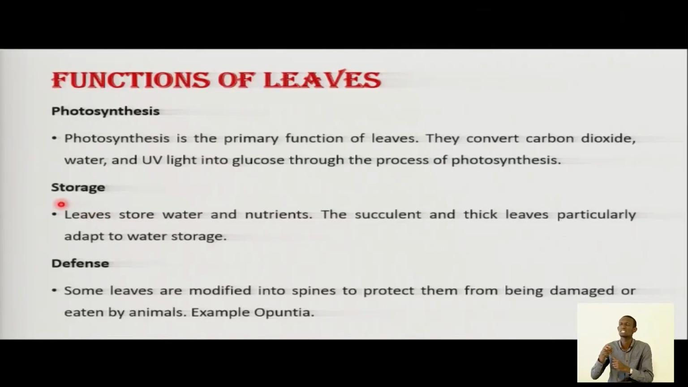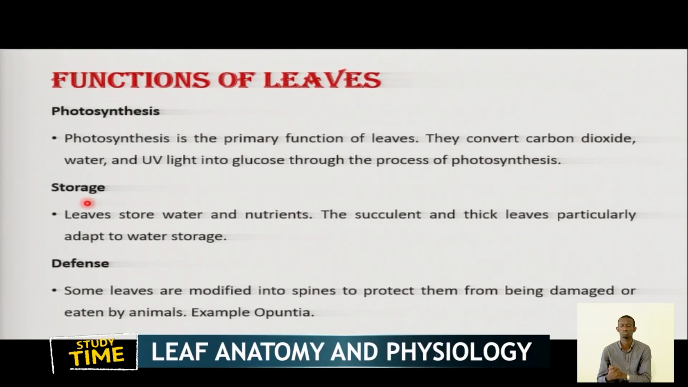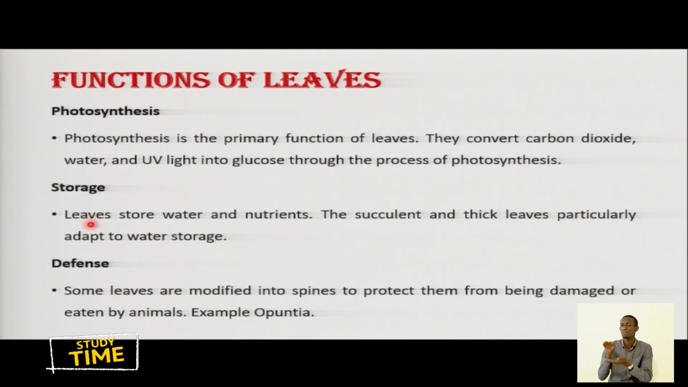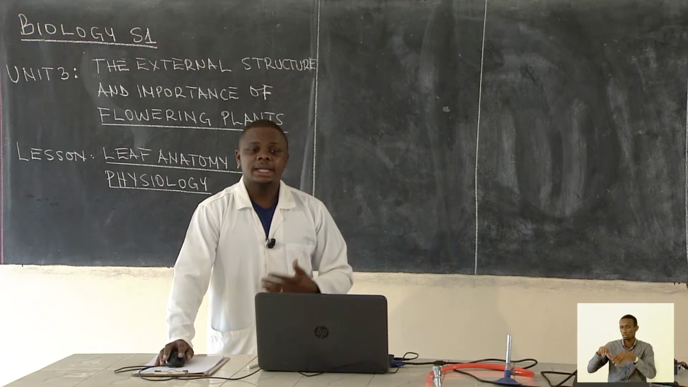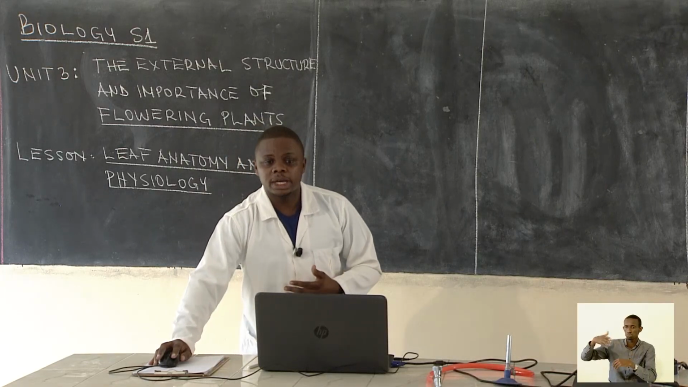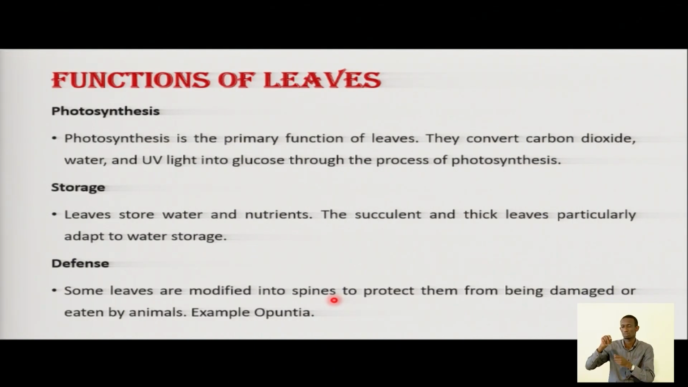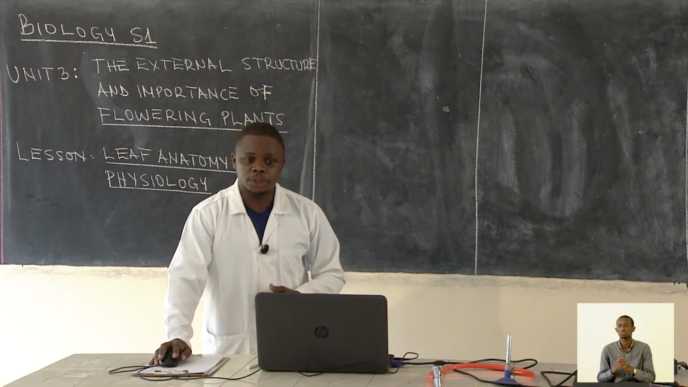Then some of the leaves are used as storage organs, like we have seen in agave and aloe vera plants. Water and food nutrients can be stored in leaves. Then some of the leaves can be used for defense, for protecting the plant from herbivores and for preventing excessive loss of water. We have seen this with cactus or cacti, which are desert plants that have leaves which are modified into spines to prevent herbivores from eating them. And then they also have leaves which are modified into thorns or spines to prevent excessive loss of water.